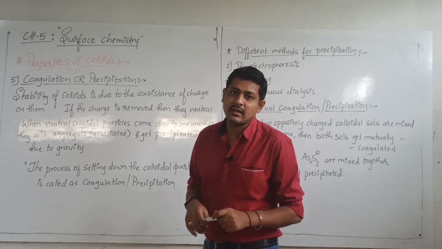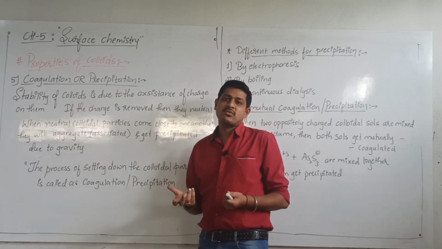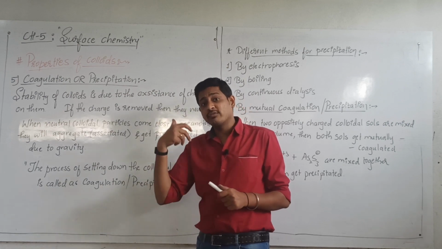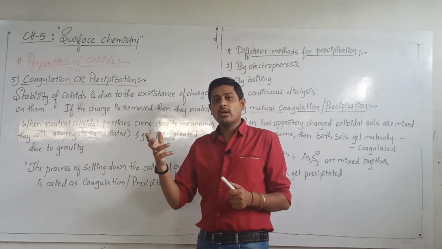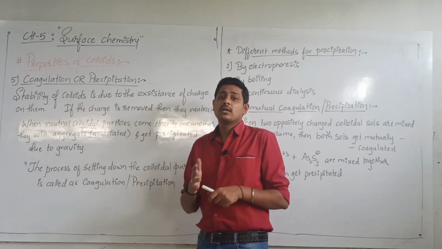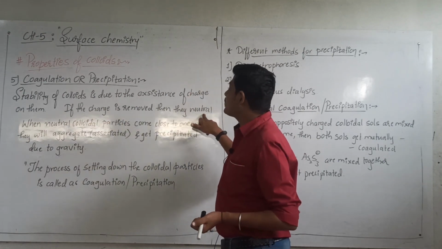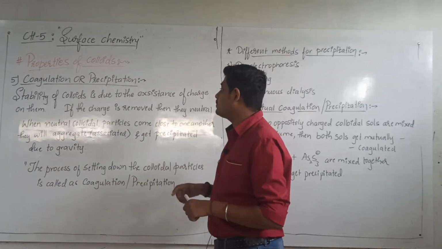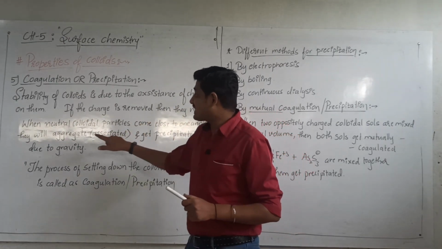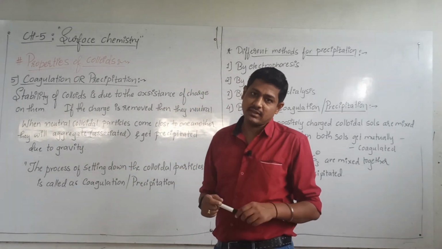When we pass the electric current through the colloidal solutions, the colloidal particles will be carrying certain charge. So when we pass electricity, these colloidal particles will move towards the oppositely charged electrode, and at the electrode they will get discharged. When they lose their charge, that is, if the charge is removed, then they become neutral. When neutral colloidal particles come close to one another, they will get aggregated or associated and get precipitated due to gravity.